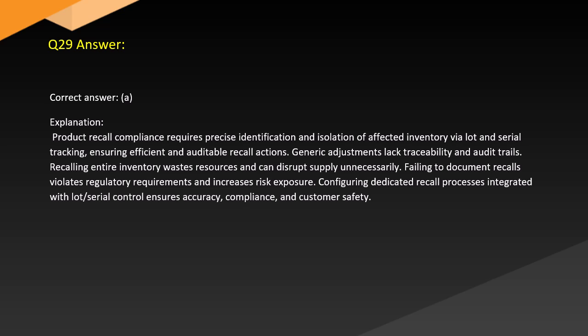Answer. Correct answer A. Explanation. Product recall compliance requires precise identification and isolation of affected inventory via lot and serial tracking, ensuring efficient and auditable recall actions. Generic adjustments lack traceability and audit trails. Recalling entire inventory wastes resources and can disrupt supply unnecessarily. Failing to document recalls violates regulatory requirements and increases risk exposure. Configuring dedicated recall processes integrated with serial control ensures accuracy, compliance, and customer safety.